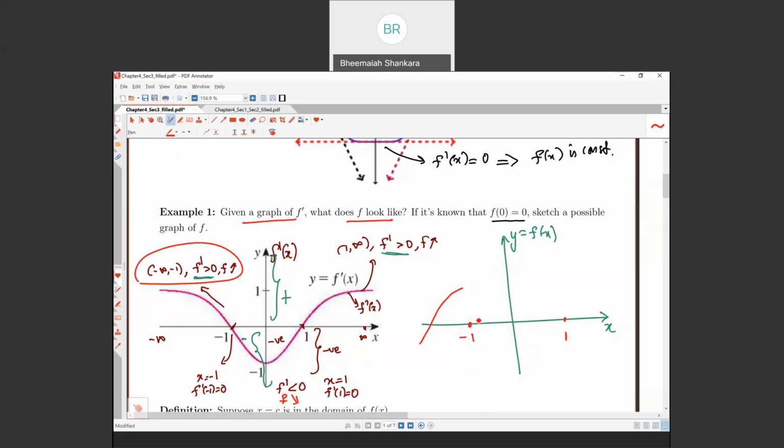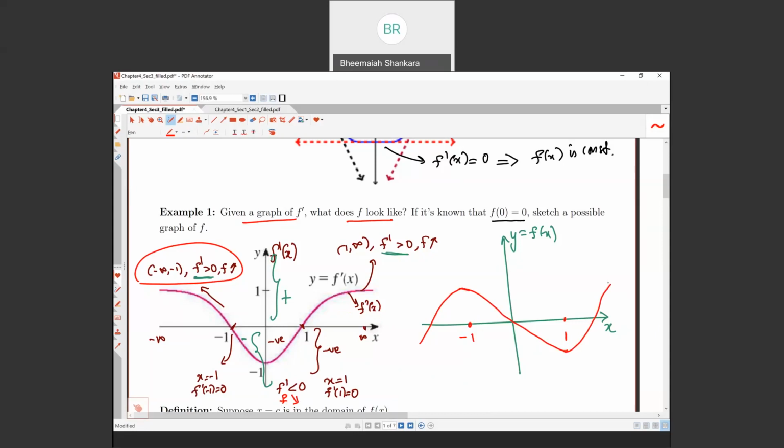So between -1 and 1, you want to draw a graph which is decreasing. Then from 1 to infinity, you have a function with a positive slope, which means the function is increasing. So now you want to draw an increasing graph.